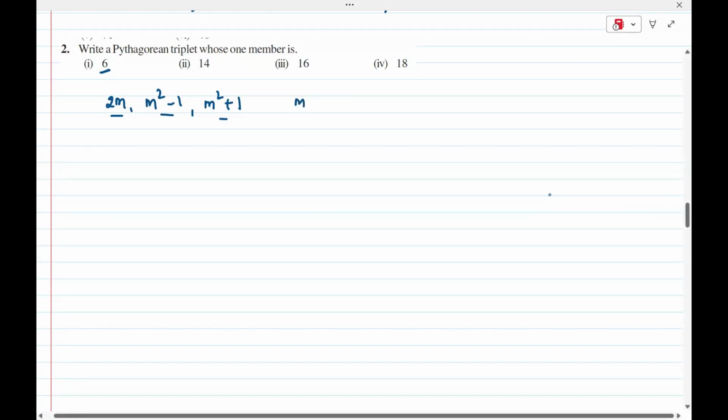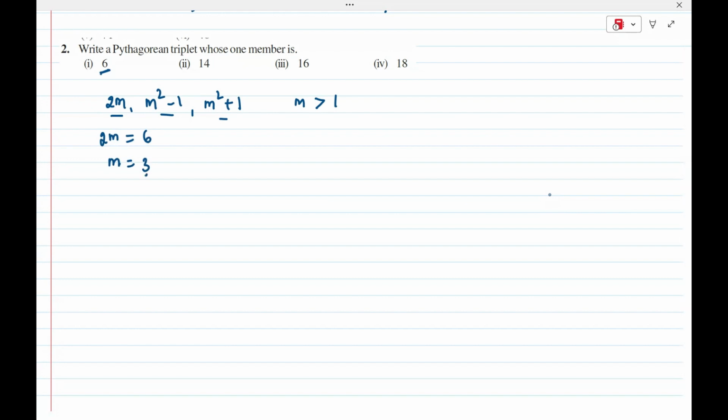Because the condition says m is greater than 1. So what can we do? We can take 2m as 6, and m will be 6 divided by 2, which is 3. Substitute this value at the other two places and check whether it fulfills the condition of a Pythagoras triplet or not.